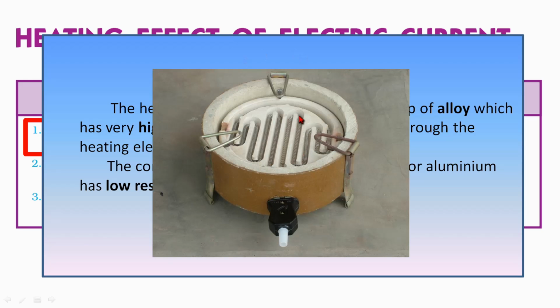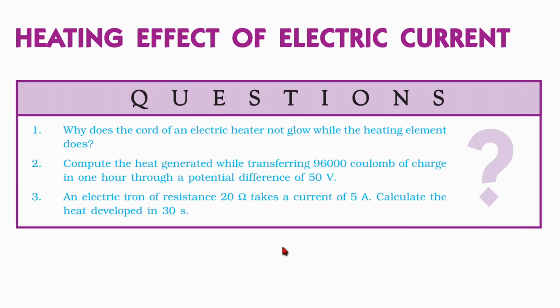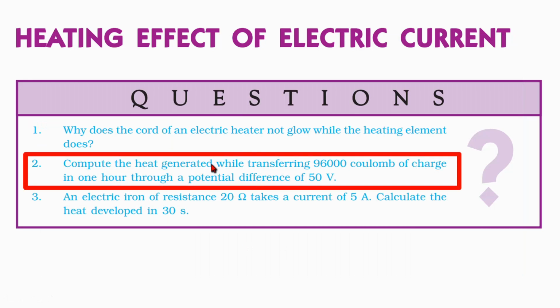Now this is the heating element of the heater. It is made up of an alloy, so it has a high resistance, it glows but doesn't melt down. Now here there should be a wire made up of copper, which has low resistance, which doesn't glow. Now see the next question.